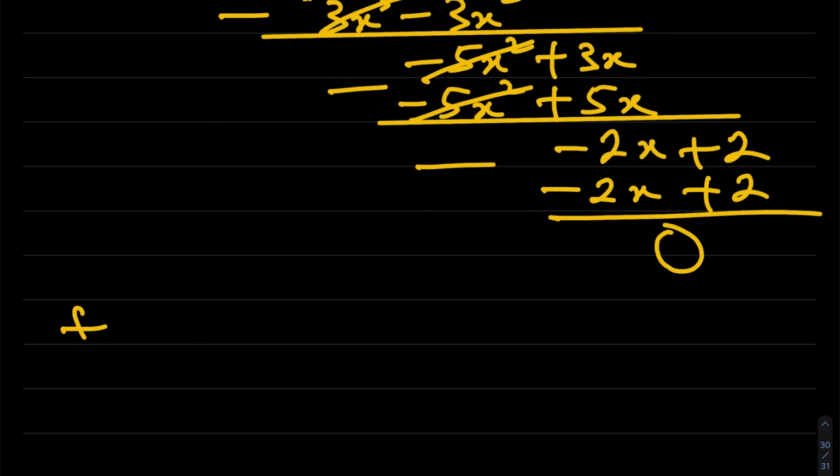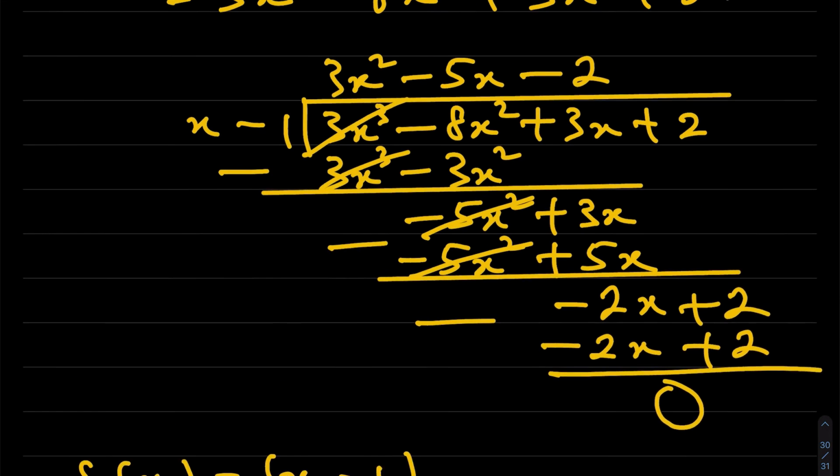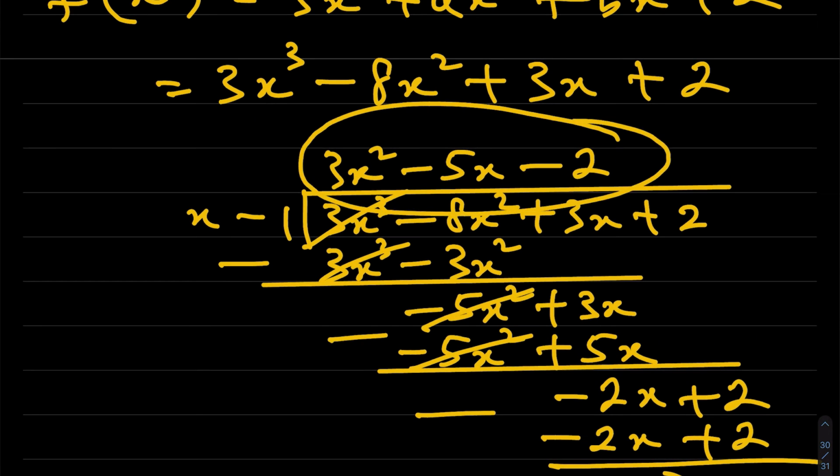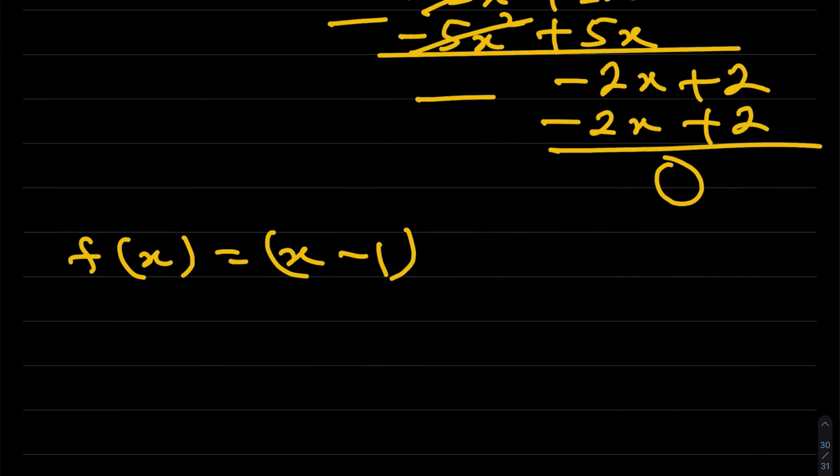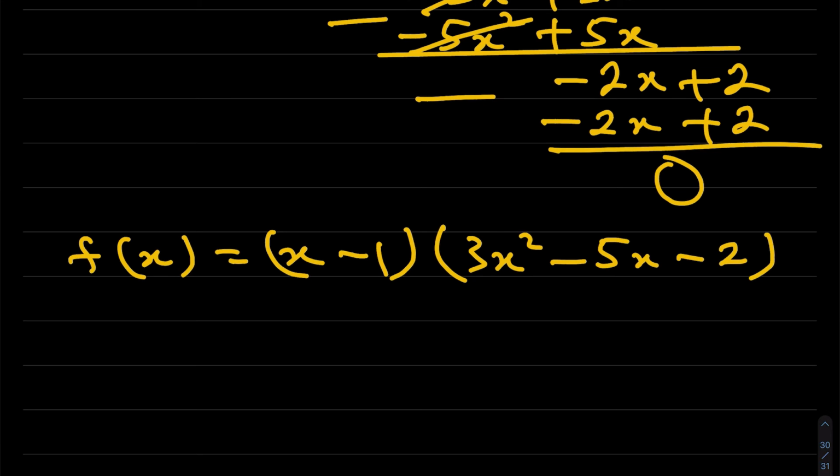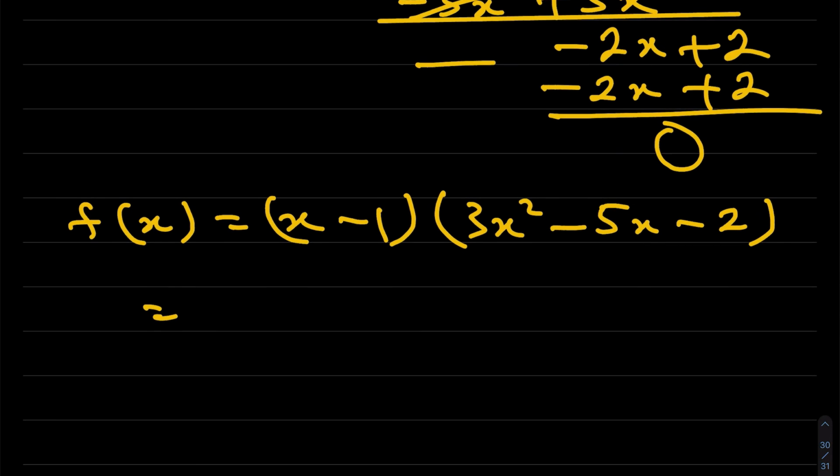f of x, the factors of f of x are x minus 1 and 3x squared minus 5x minus 2. We want all of the factors, so we must split this quadratic factor into 2 because it should have 3 factors. Since it's a cubic equation, since it's a polynomial of degree 3.